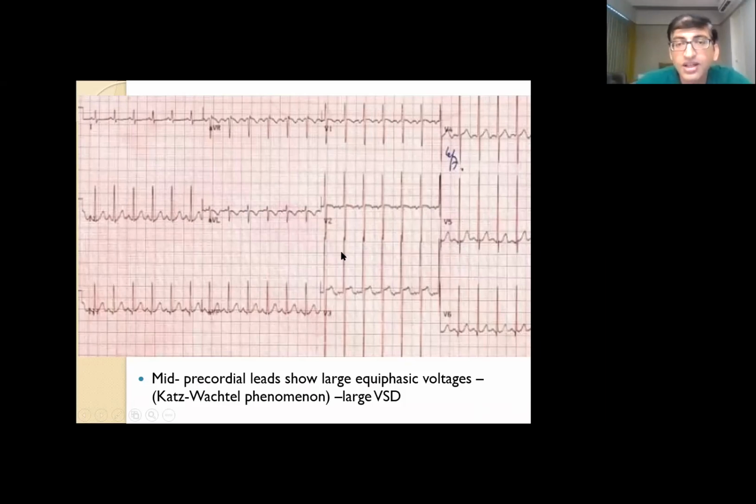But in this particular ECG, we can see that the mid precordial leads have both tall R as well as deep S. It is suggestive of biventricular hypertrophy, what we call the Katz-Wachtel phenomenon, and that is suggestive of a very large VSD. A large VSD starts with left heart dilatation, and because there is also pressure overload on the right ventricle, gradually the right ventricle also gets hypertrophied, and hence you will see equiphasic R and S waves.